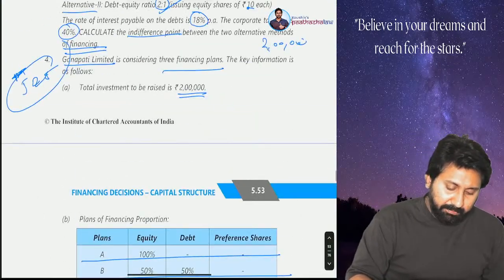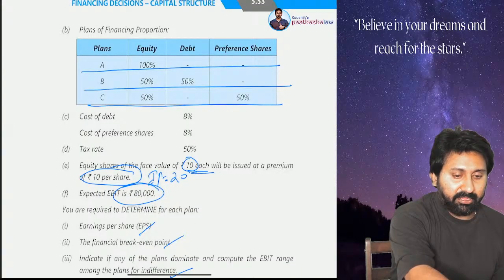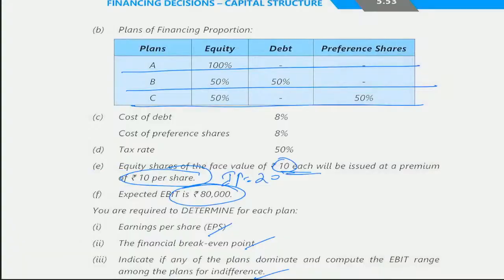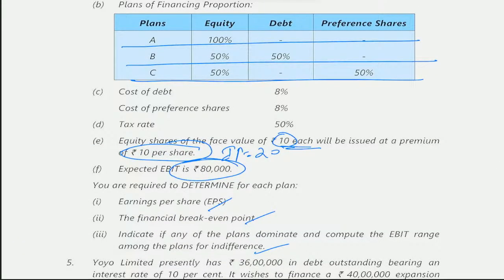First, read the question properly before we go into the calculations. Read the question. You need to read the question for the different financing proportions: equity, equity and debt, equity and preference.